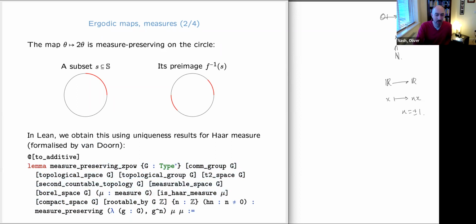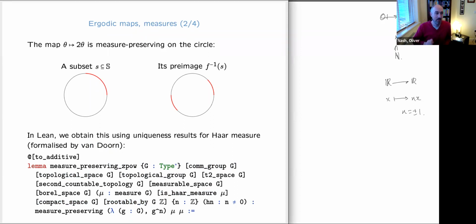So I just took a few of his lemmas and glued them together, and I got exactly what I wanted. So G is the circle for me, but it's usual in Mathlib that you need to be a commutative topological group, you need to be Hausdorff, you need to take a Haar measure, you need to be compact. So this is why the reals doesn't work. And then rootable, this is just the multiplicative version of divisible. So the circle is divisible.